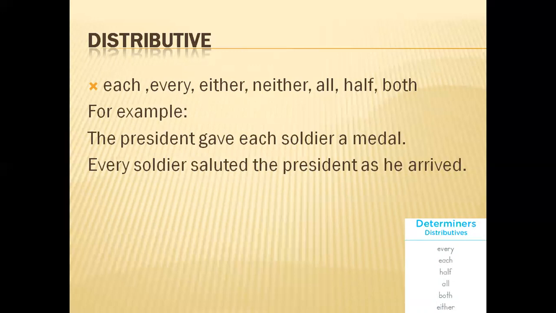How do we use all? When we are talking about the whole group. Half is used when we talk about a divided group. Both is used to talk about both, and either and neither are used to talk about pairs of people or things.